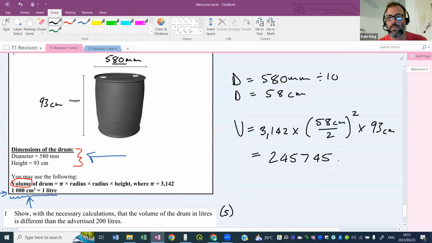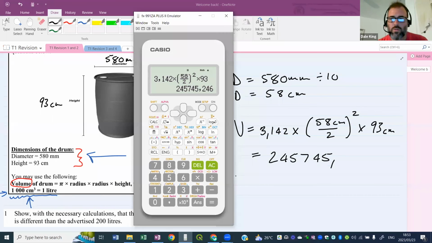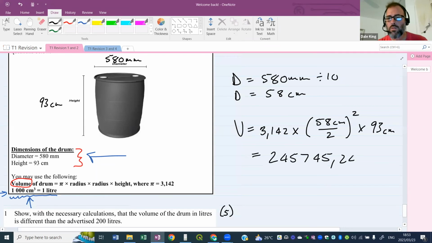245,745,246. All right, what units are these? I'm working in centimeters only in my formula, so these must be, for volume, centimeters cubed. Okay, so that was step number 1, work out a volume.